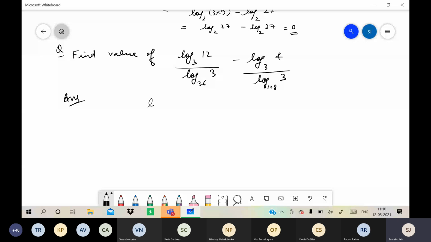So first thing that I will do, I will remove these logarithms in the denominator. So this will come in multiplication, and you can see that the positions of 3 and 36 change because of the reciprocal theorem. Similarly, log 4 base 3, and this can be written as log 108 base 3. Fine.